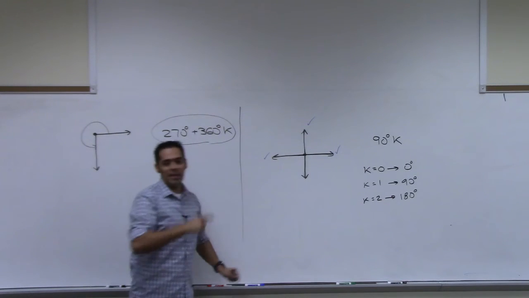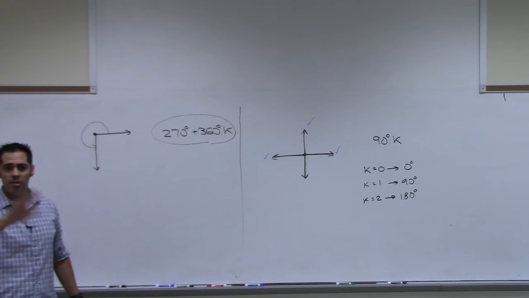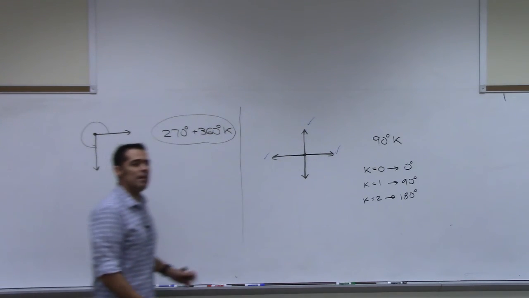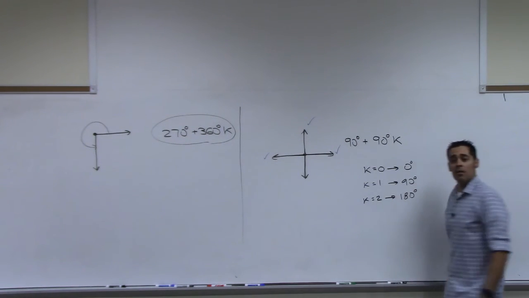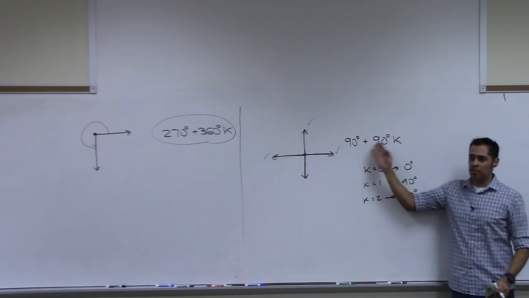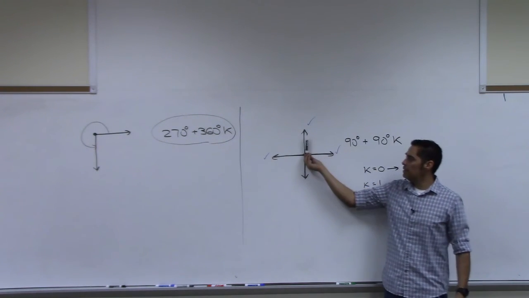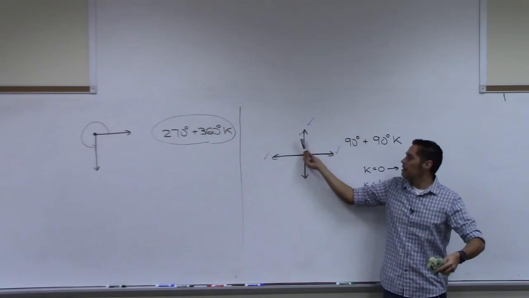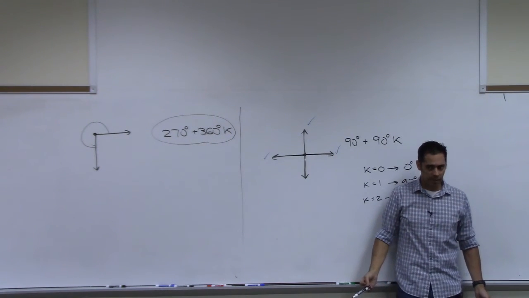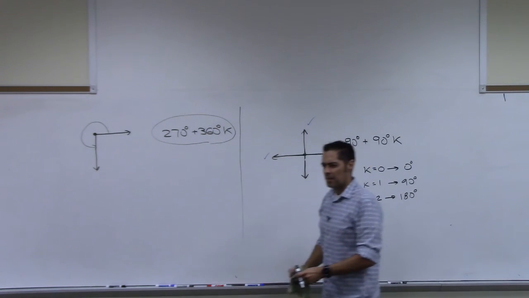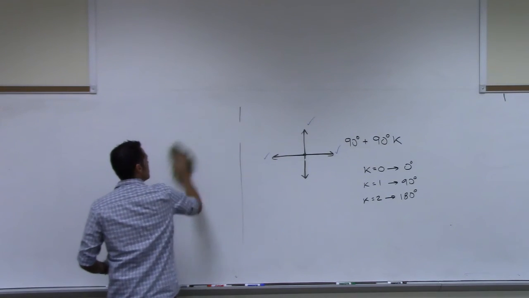Is that the only answer you could have had? Because I asked you, did you want me to leave the 90, right? And you said, no, just 90K, right? Would it have been wrong to have left the 90 out here? It would not be wrong. The difference between these two is that where am I going to start at? 90. And then start adding 90, 90, 90, 90. And I can jump around, right? Yes? Making sense? I'll give you one more to see if I can challenge you on this one.